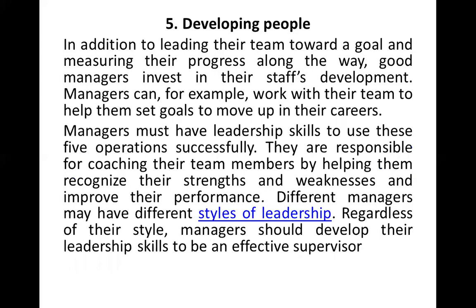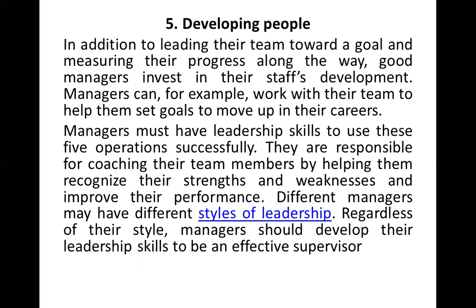The next one, the fifth, the last, is developing people. In addition to leading their team toward a goal and measuring their progress along the way, good managers invest in their staff's development. Managers can, for example, work with their team to help them set goals to move up in their careers.